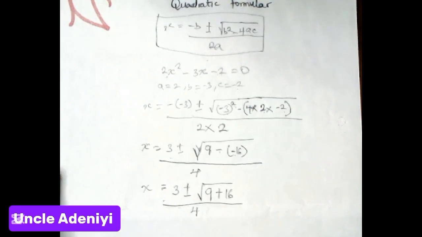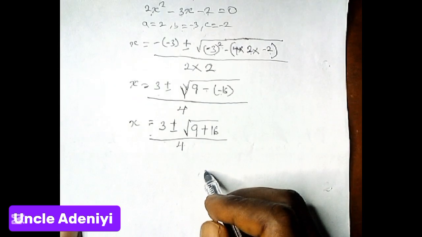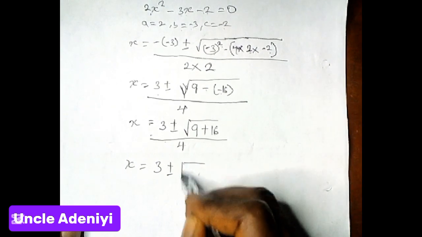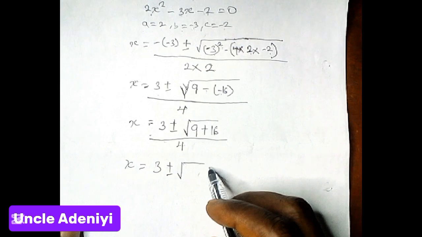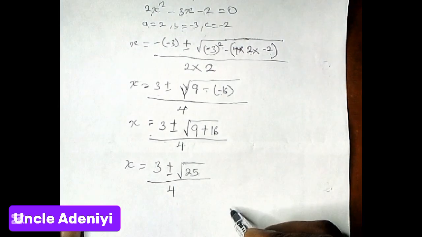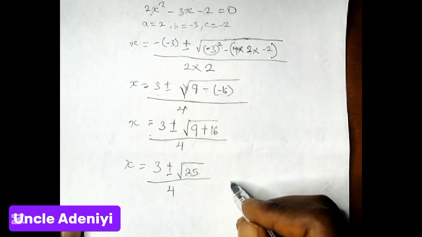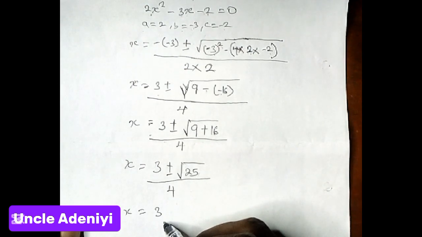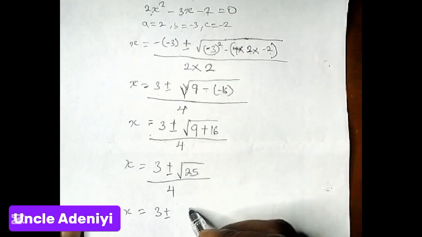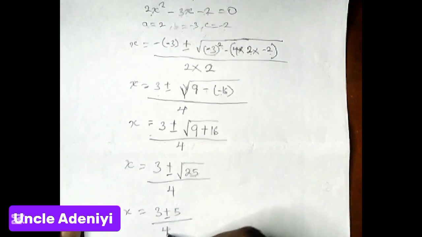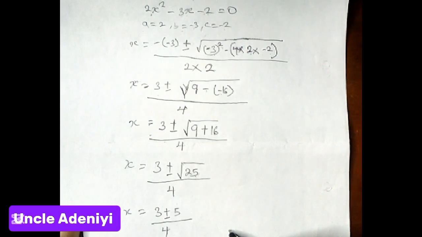So wetin be the next thing? So you go come turn S equals 3 plus or minus square root of 9 plus 16. 9 plus 16 go give you 25 now. Over 4. E no hard. So S go come turn 3 plus or minus. Wetin be square root of 25? 5. Abi? So over wetin? 4. You understand what I dey talk? You see say no hard.